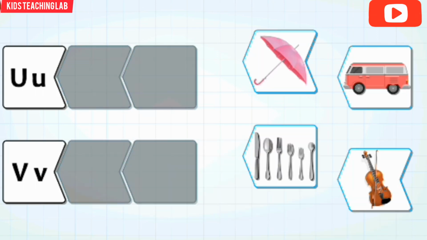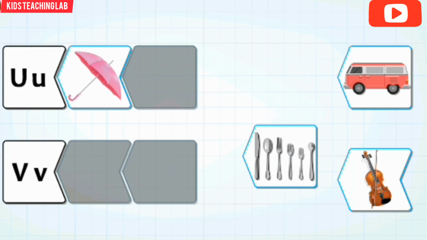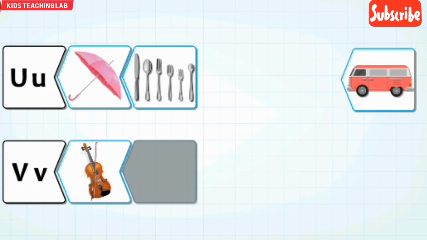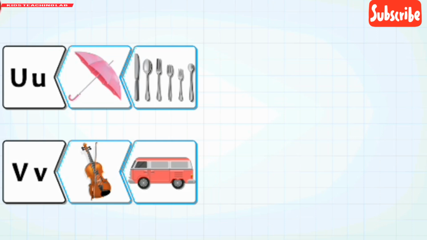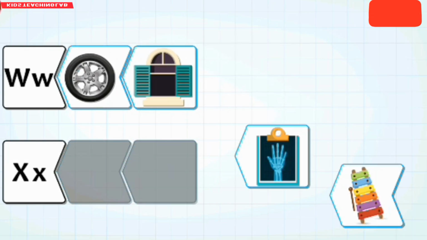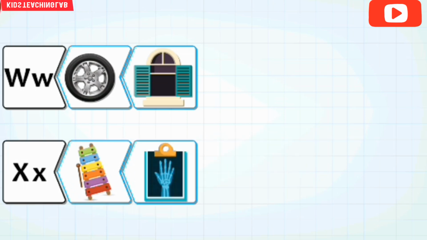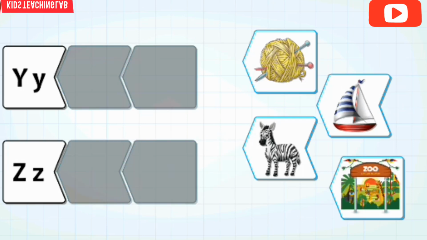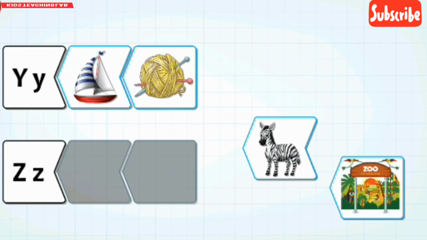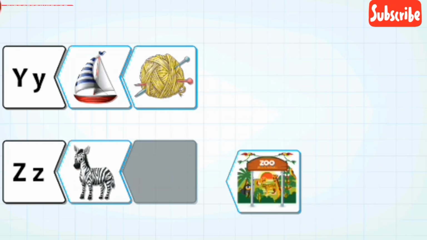U for umbrella, U for Yusuf. V for violin, V for van. W for wheel, W for window. X for xylophone, X for X-ray. Y for yacht, Y for yarn. Z for zebra, Z for zoo.